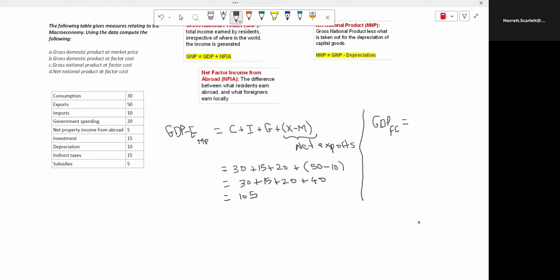And we're going to say that this is going to be equal to GDP E. By the way, this should actually be GDP I, I for income at factor cost. So this is going to be the GDP E plus taxes minus the subsidies.